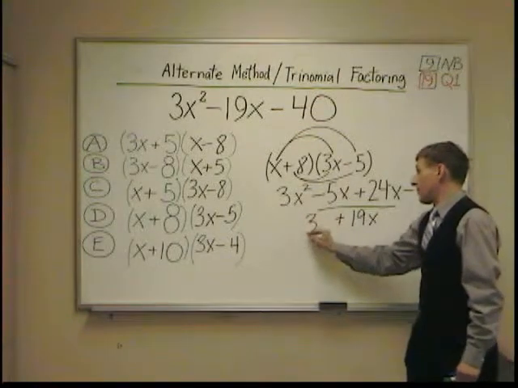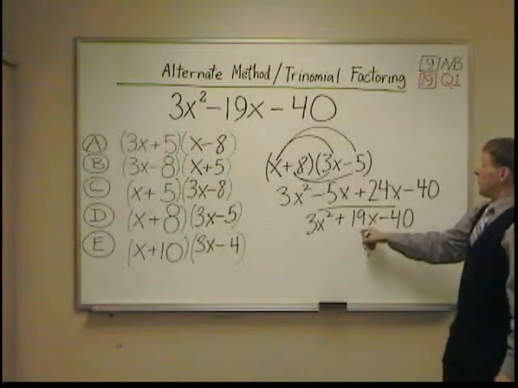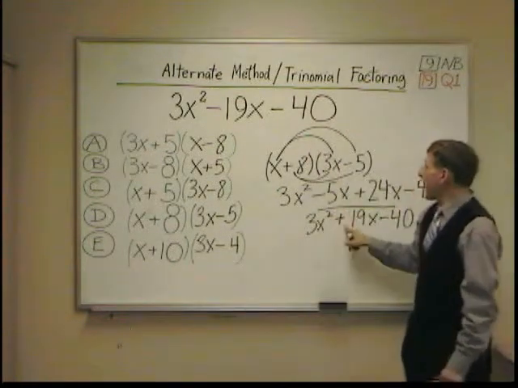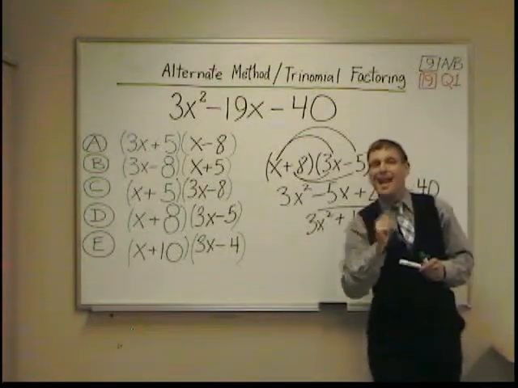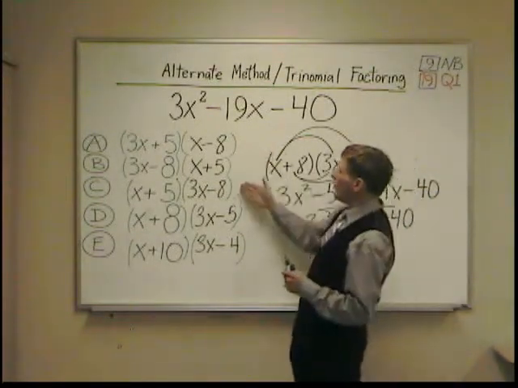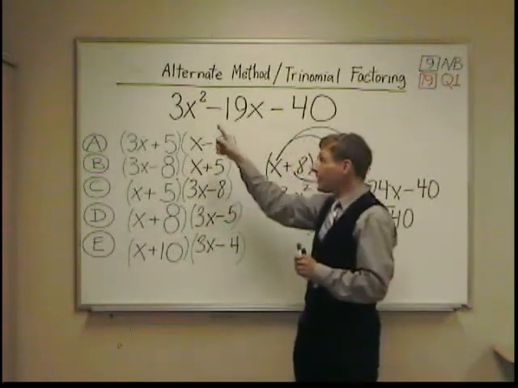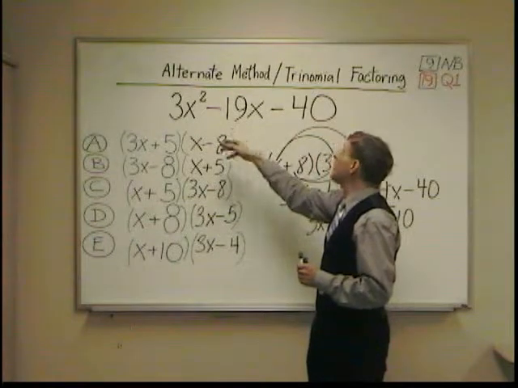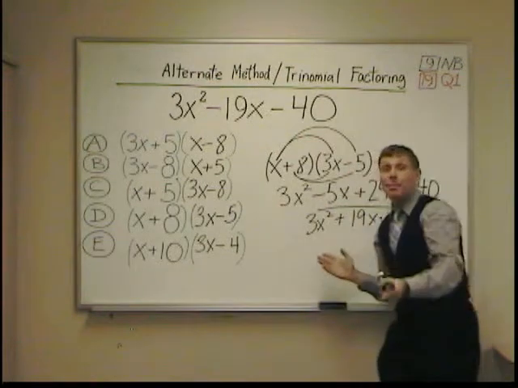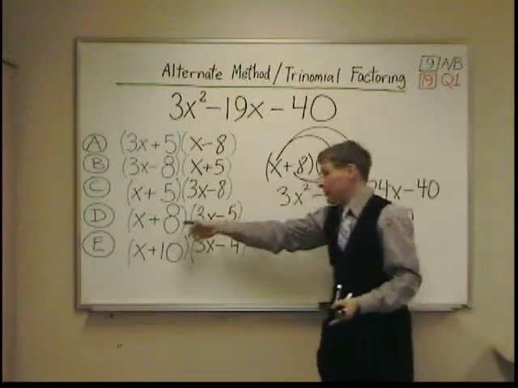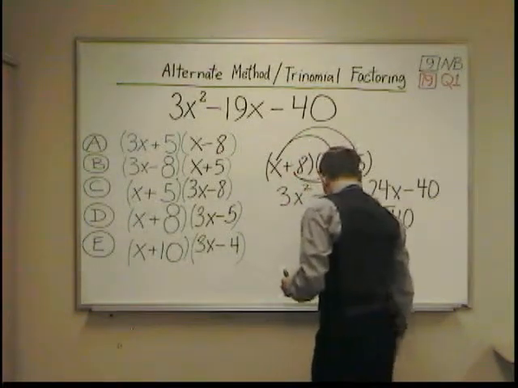Everything else was the same. 3x squared was there. The negative 40 was there. But the sign was wrong here. We have a positive 19x for choice D. It has to work out to exactly the same sign. So if you FOIL all of these, only A will FOIL back to the original problem, 3x squared minus 19x minus 40. Now, had that been a plus 19x in the original, then D would work. It's FOILing it back.